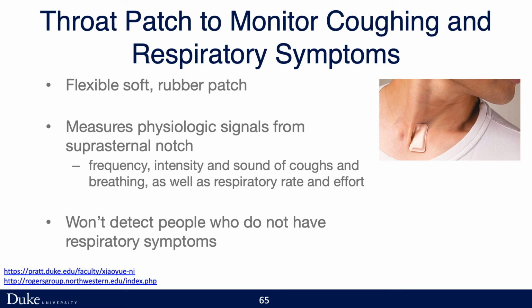But there are also other types of devices that can be quite useful for detecting changes in physiology. And one example is this device out of Northwestern from John Rogers Group, which is a rubber patch that sits on the lower neck area, the suprasternal notch, and measures physiologic signals.